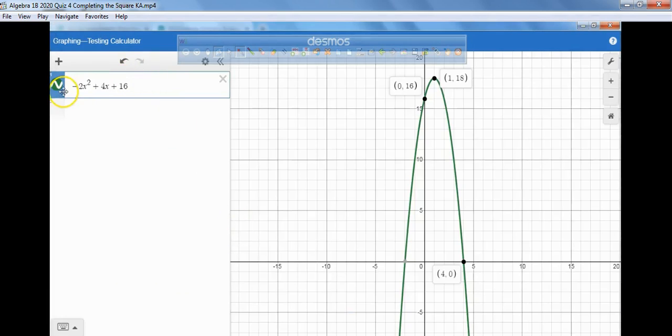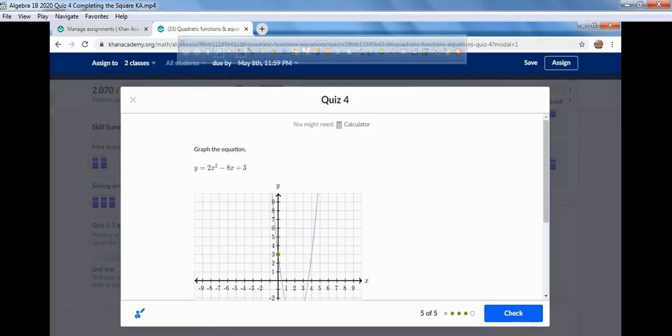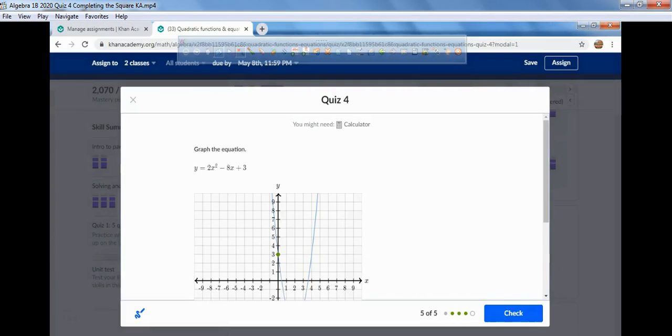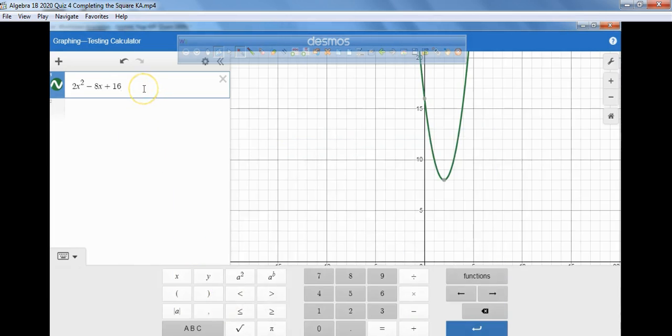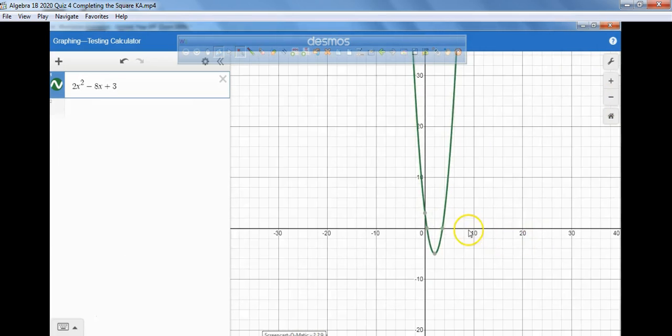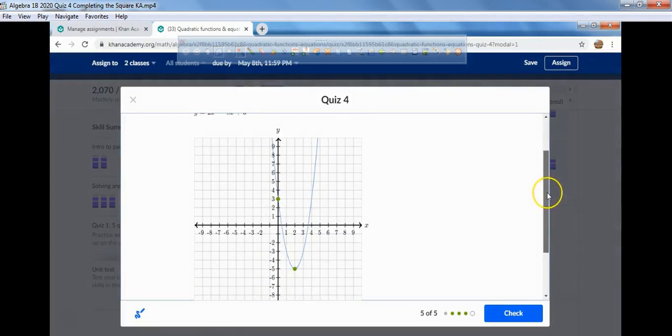Oh, looks like I'm typing into Desmos just to check it, just to make sure we didn't mess up. All right, plus 3. There we go. Let's check out that vertex and the y-intercept. Zoom out just a bit. There we go. Let's check it out. 0, 3, 2, negative 5. Looks like I did it correctly. Whew. Good job. No mistakes here. Looking good. Hit check.